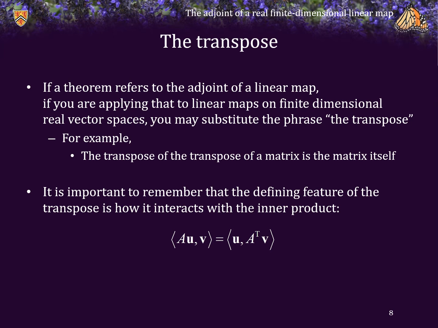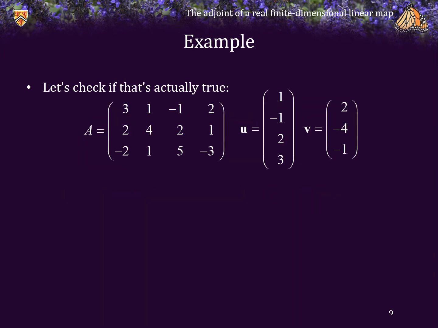So given just an arbitrary matrix A times U such that A times U has the same dimension as V, then the inner product of A times U and V is the same as the inner product of U and A transpose times V. Let's check if this is actually true.